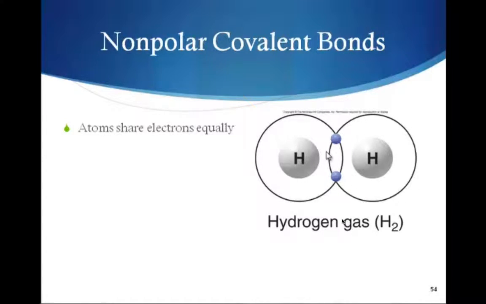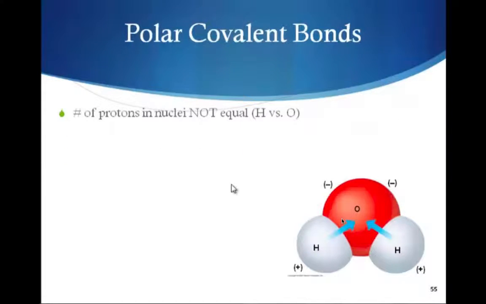And if they're circling equally, then as far as other things around it are concerned, this hydrogen gas molecule is actually very stable. So hydrogen gas is an example of a stable, non-polar covalent bond. But they're not all like that. Here's an example of one that is very strongly polar.